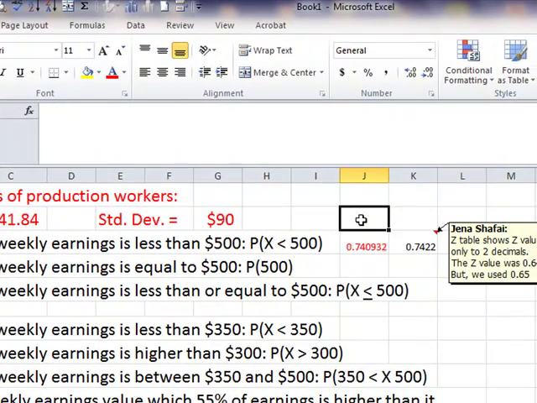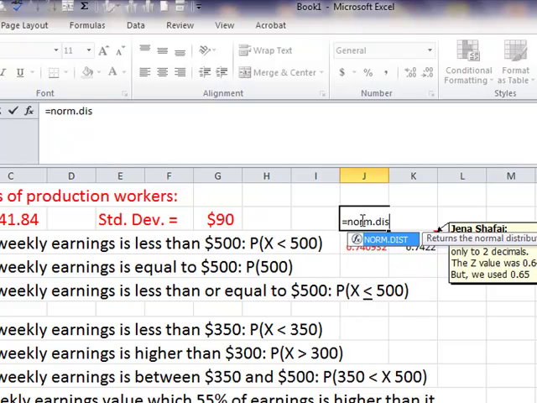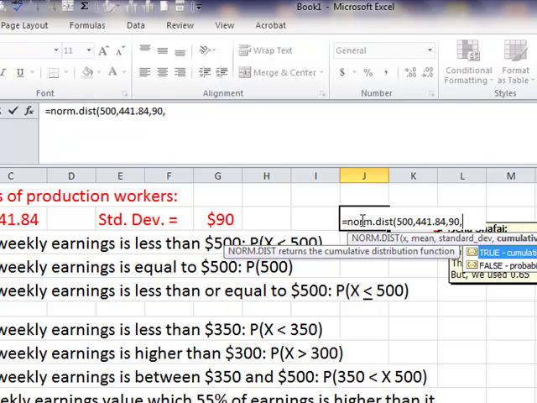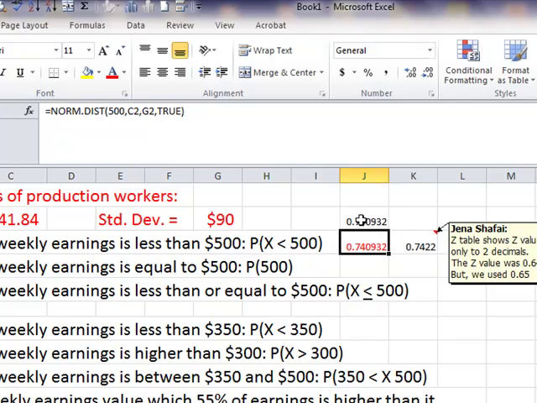Actually, let me continue on. You could solve this problem using the norm.dist function by actually typing all these parameters. 500, comma, then the mean 441.84, comma, standard deviation, which is 90, comma, and instead of true, you could use 1. And you should get exactly the same answer. You will see that these two numbers are the same.